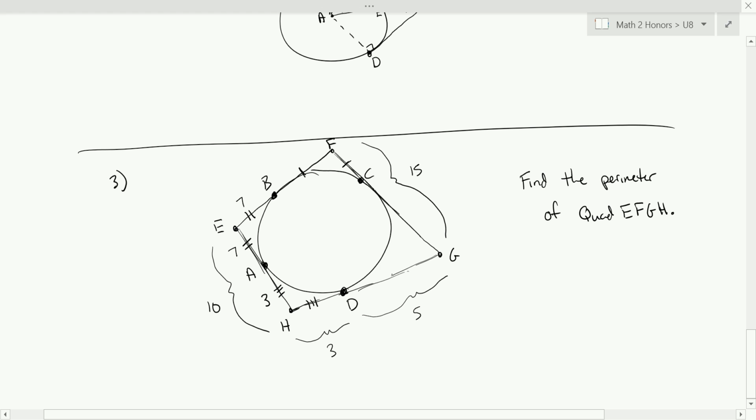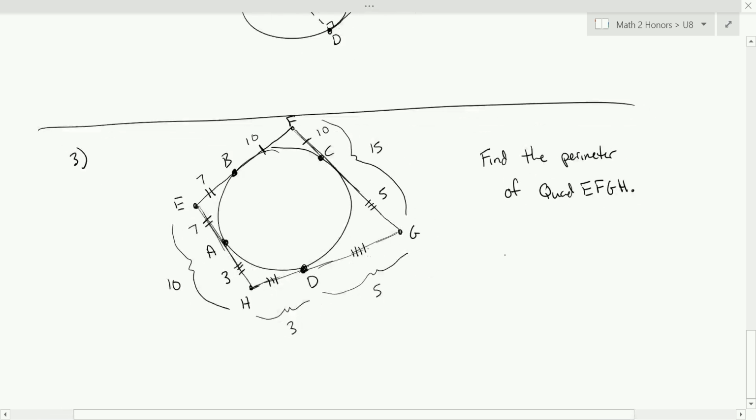These are both going to be 5. So FC, although it doesn't look like it, is what? 10. And so this is 10. And now we've kind of unlocked the whole figure. And now we can find the perimeter. So my perimeter is going to be 10 plus 15 plus 15 plus 17. Which is what, 57?